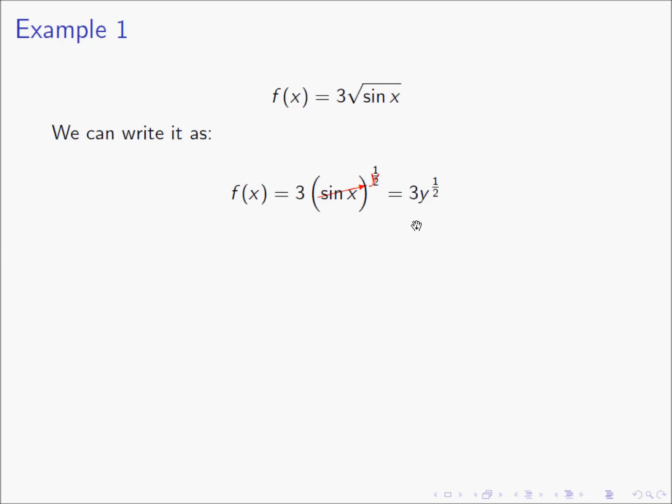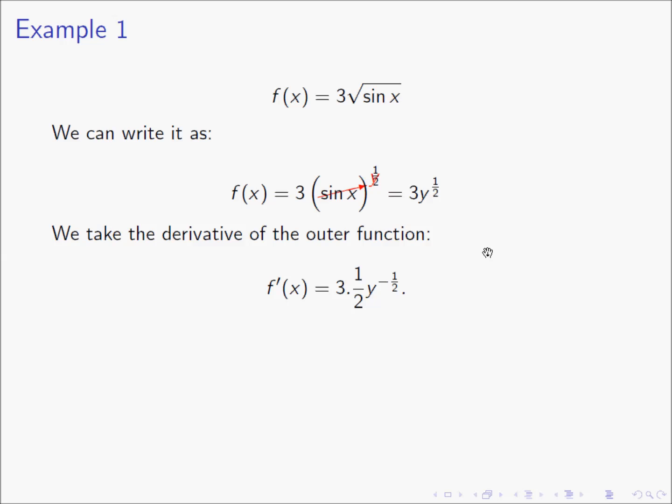So we apply the chain rule to find f prime of x, and we first take the derivative of the outer function with respect to y. The derivative of this function is 1/2 times y to the minus 1/2. And then I put a dot here because we must multiply by the derivative of the inner function. We say that the inner function is sine of x, but we use the letter y to represent the inner function, so here we put y prime. And here, replacing y for sine of x, we get this. Here we get 3/2 sine of x to the minus 1/2.